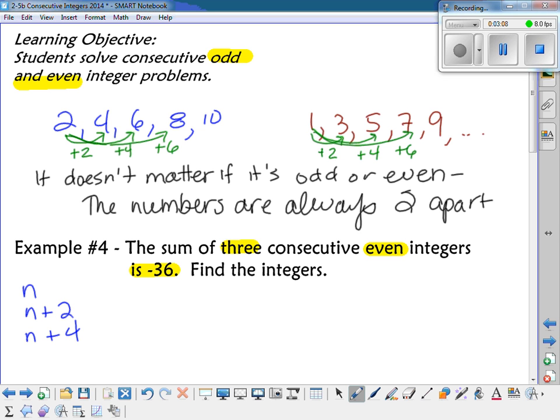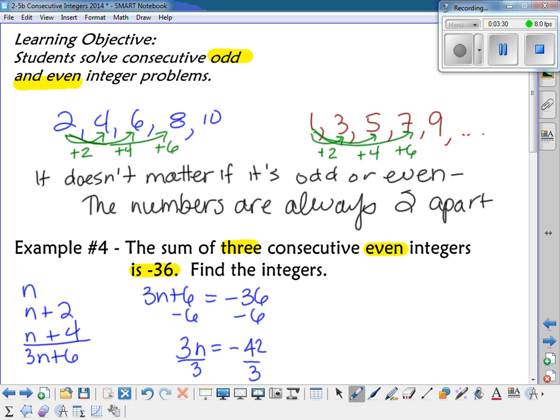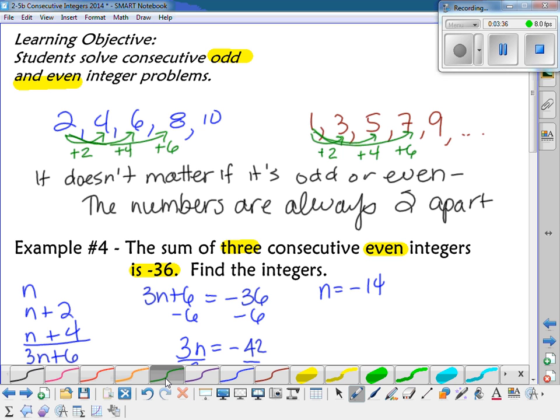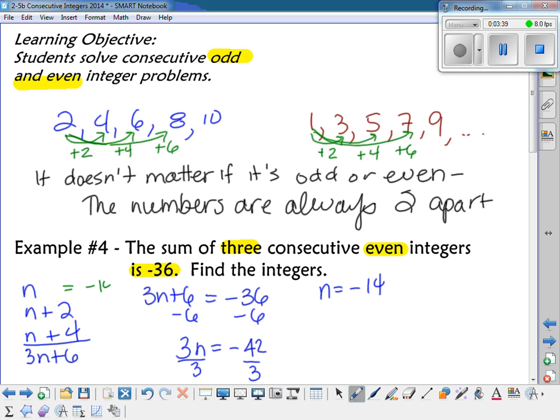The sum again means I'm adding them together. So I have 3n plus 6, and that would have to equal negative 36. I subtract the 6 from both sides. Again, be careful with your negatives. I get 3n is equal to negative 42, and then I divide by 3. So n would equal negative 14.